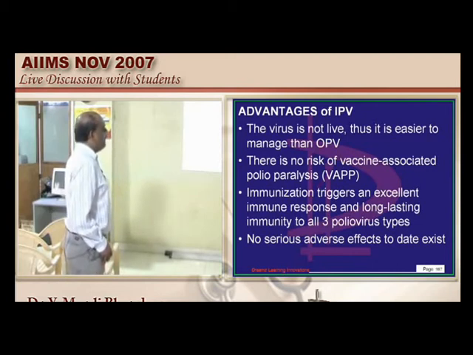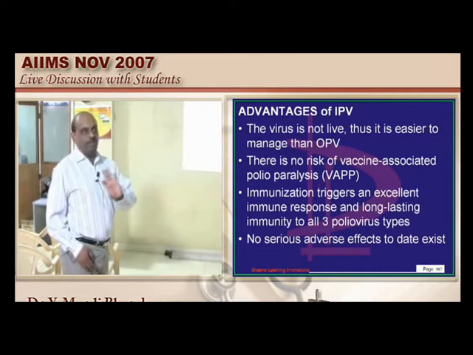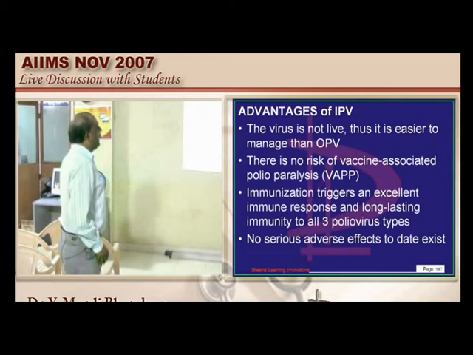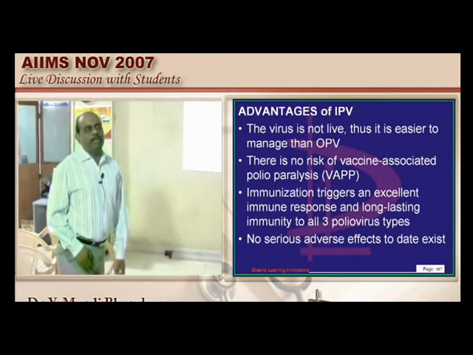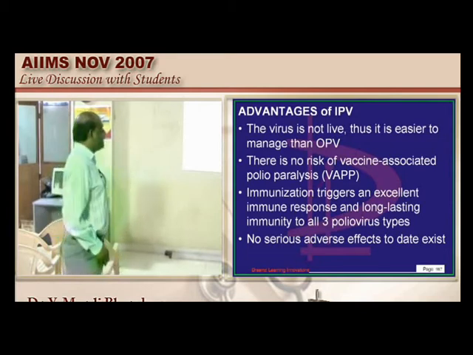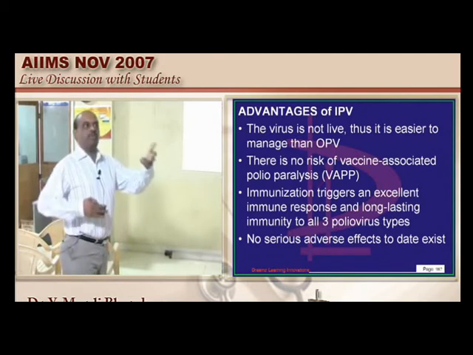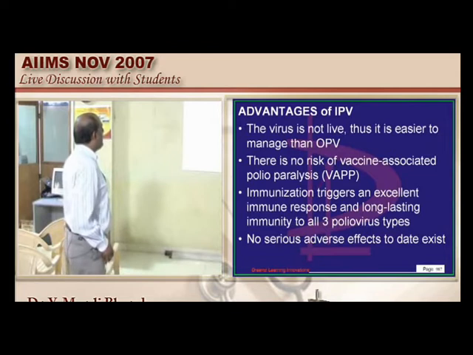IPV is not live, so it is easier to manage, and there is no chance of vaccine associated polio, which is more there with the OPV, and very little intestinal immunity is given by the IPV. That's the reason there is a chance if you give IPV that you can make the wild virus become much more wilder and spread in the community.